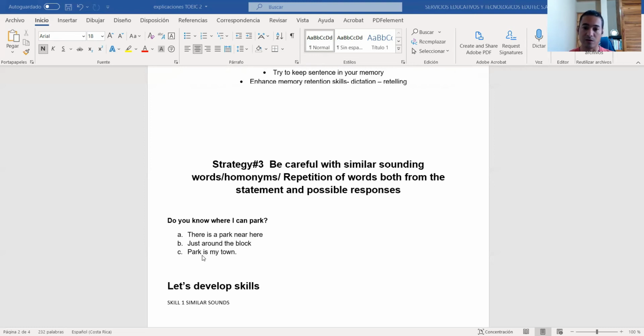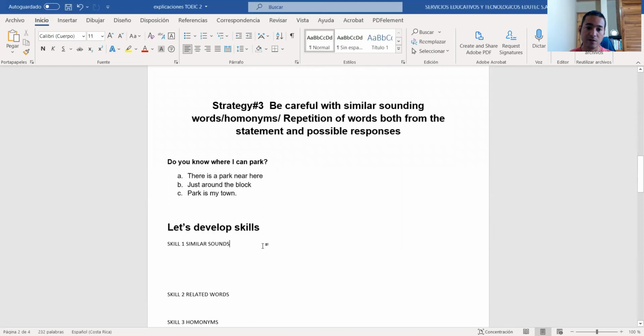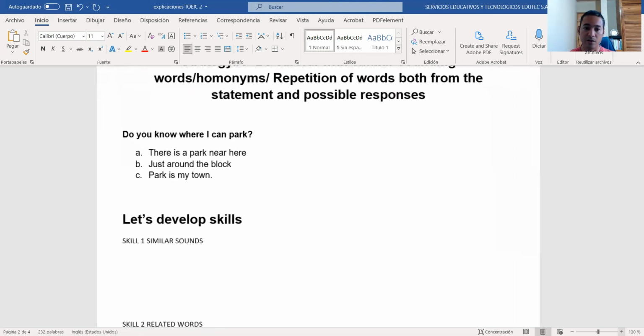Remember, similar sounding words, homonyms, like the same pronunciation, well, repetition of words from the statement and the possible responses are words or choices to trick people. Okay, so we will practice a little bit here. We will practice first with similar sounds. Okay, let me access the audio. And what I will do after we listen to each one is write the script. Okay, so let me share the first one.